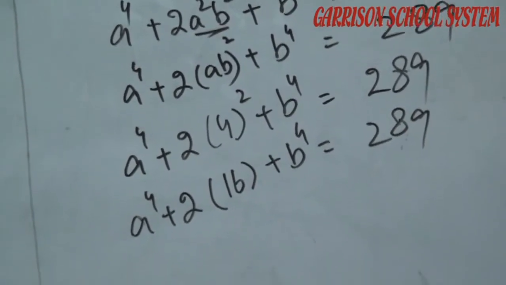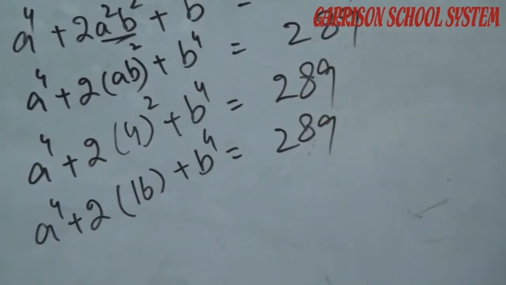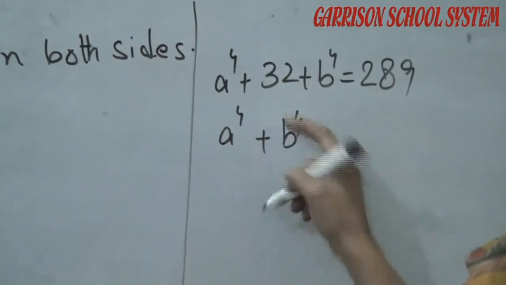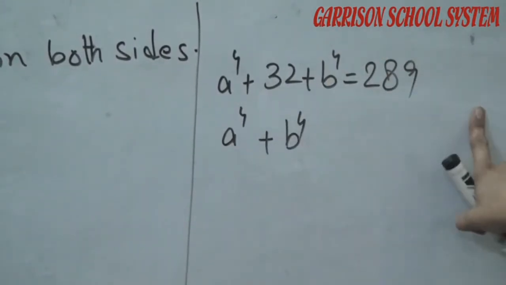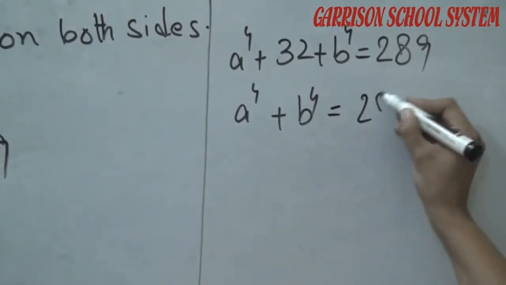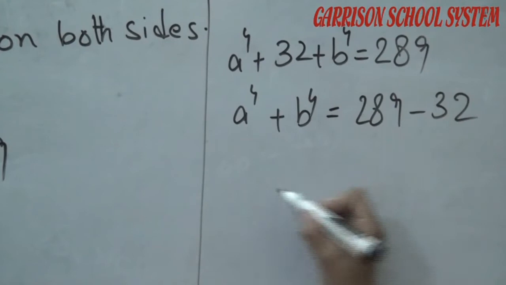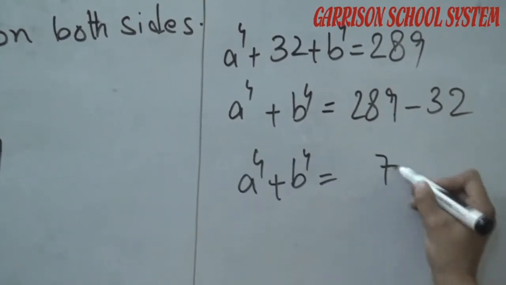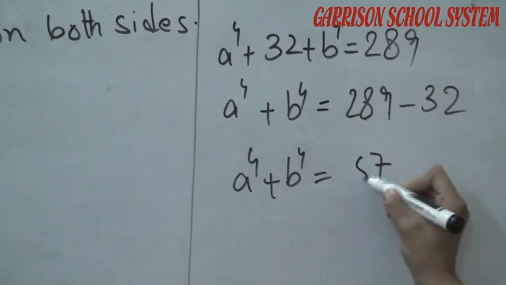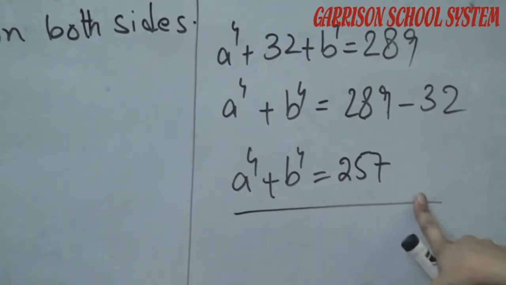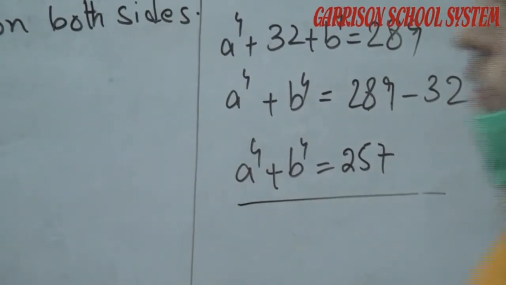Next, a4 plus 16 2s are 32 plus b4 is equal to 289. Now I will shift 32 to the other side of the equal sign. When I shift it, it will change the sign: 289 minus 32. When I subtract, 9 minus 2 is 7, 8 minus 3 is 5, and 2 and 2. So a4 plus b4 is equal to 257.